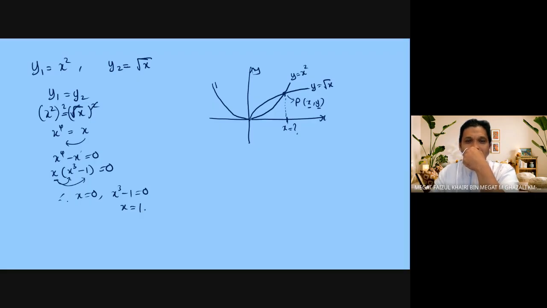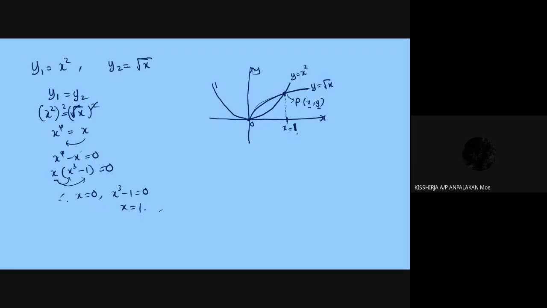So clearly here, this is the coordinate where x equals 0. The intersection between the curve y equals x squared and y equals square root of x is at x equals 1. From the beginning of this question until here now, do you have any question? No, teacher. So basically, we just want to find the coordinates, right?